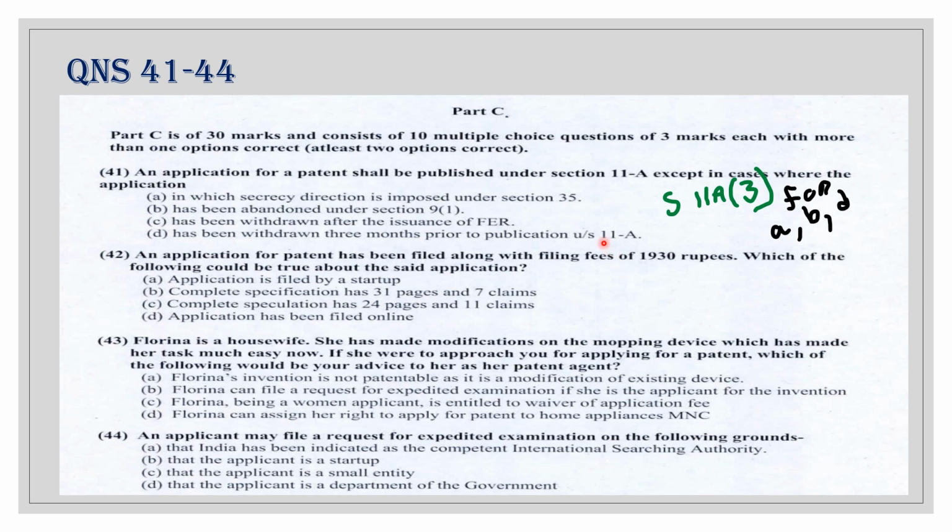11A means we must go to chapter 4 of the Patents Act 1970, and the title for section 11A is publication of applications. Just keep that section in mind. Please keep section 11A in your mind while answering this question. Fine. So, the first option is in which secrecy direction is imposed under section 35.